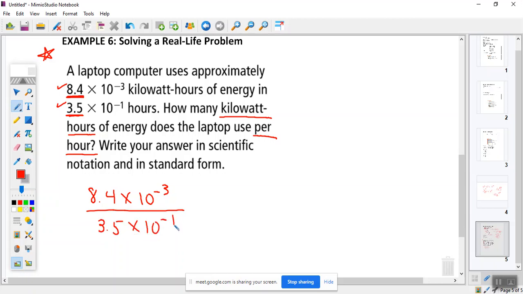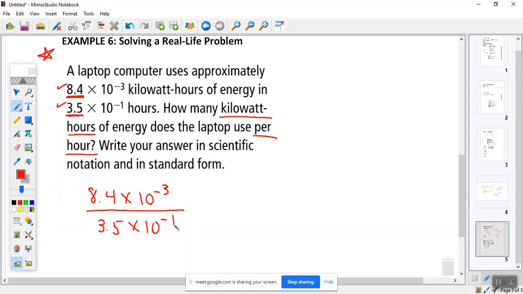Okay? Now, here's what we're going to do. This said give me an answer in scientific notation first, and then what? We're going to do it in the reverse order. I always think you should do standard form first to get an answer. Okay? So here's what we're going to do. Let's change these to decimals.